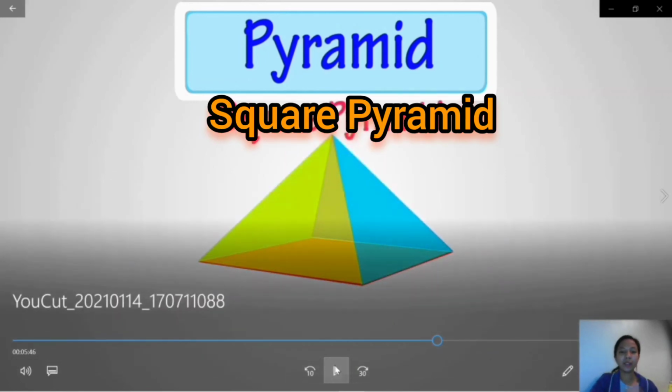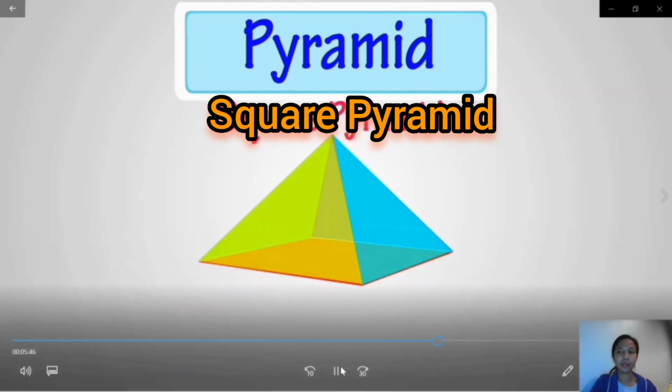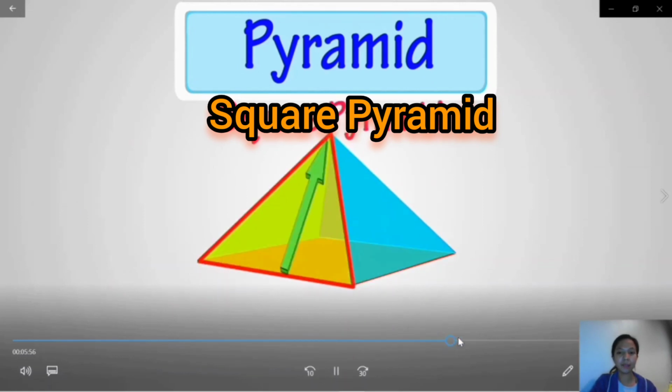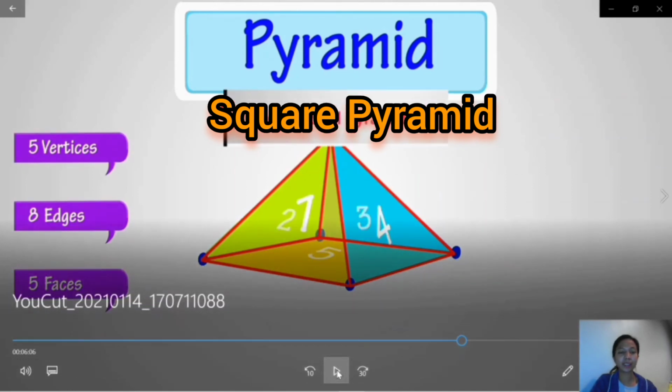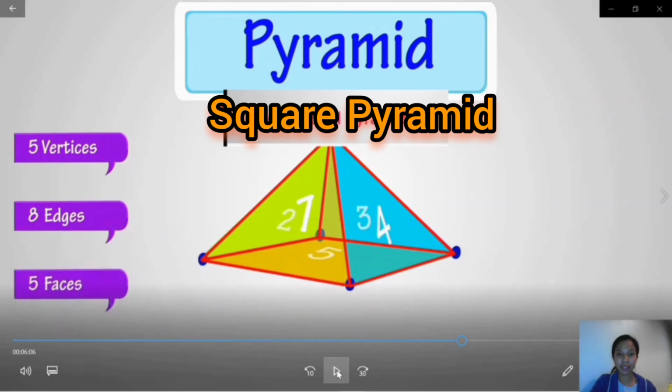Square pyramid. So it is square because look at the base. It is in a square shape. Alright? And it has only one base. That's why it's a pyramid. And it has an apex here, where all the other edges meet at this point. Square pyramid. Alright? So it has how many? 5 vertices, 8 edges, and 5 faces.